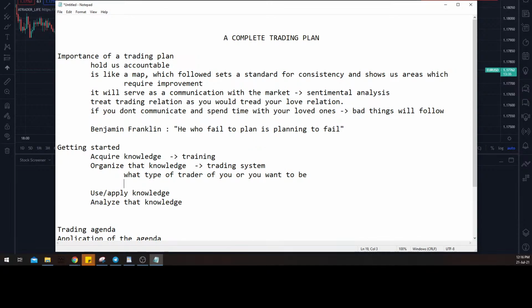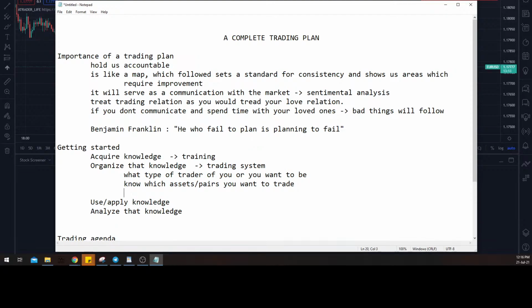At the same time, like I said, know which assets or pairs you want to trade. It's very important. I don't want you to start chasing 100 horses. Instead, keep one or two. Better. It's also very, very important. You have to understand as well the risk management, and many other things.